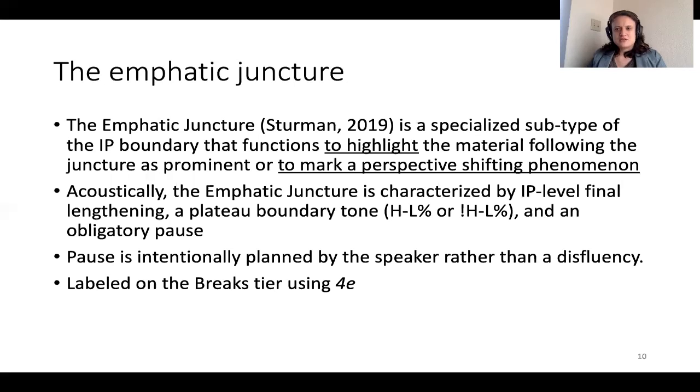A little bit of background on the emphatic juncture. The emphatic juncture is a specialized subtype of the intonation phrase boundary that functions to highlight the material following the juncture as prominent or to mark a perspective shifting phenomenon. Acoustically, the emphatic juncture is characterized by IP level final lengthening, a plateau boundary tone such as H minus L percent or downstep high minus low percent in May-Toby, and an obligatory pause. The pause is intentionally planned by the speaker rather than a disfluency. The emphatic juncture is labeled on the breaks tier using 4E.